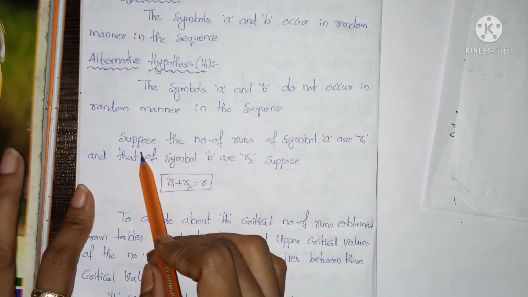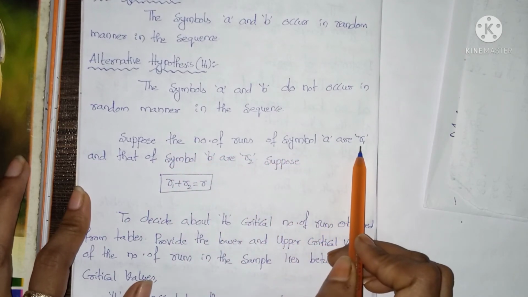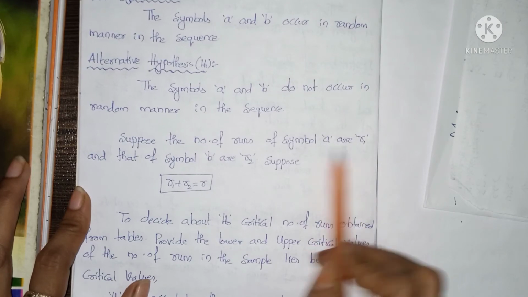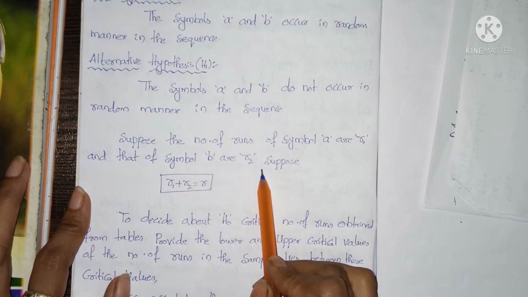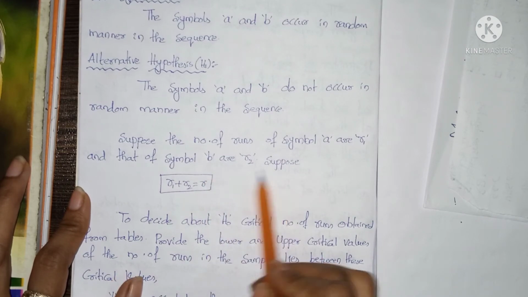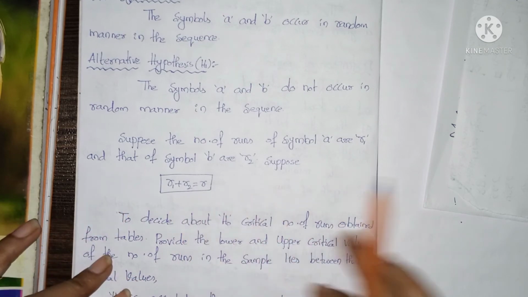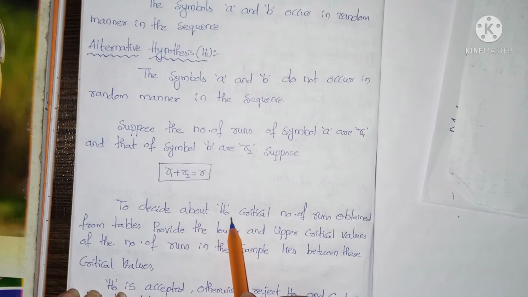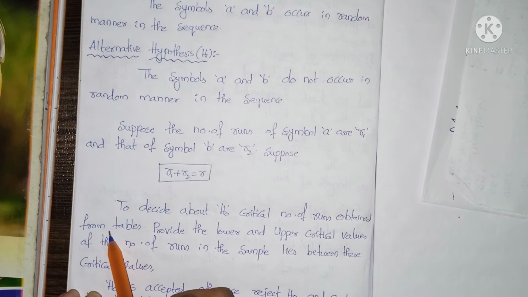Suppose the number of runs of symbol A is R1. So A has R1 runs, and symbol B has R2 runs. Then R equals R1 plus R2. This is about runs. To decide about H0, the critical number of runs is obtained from the table.